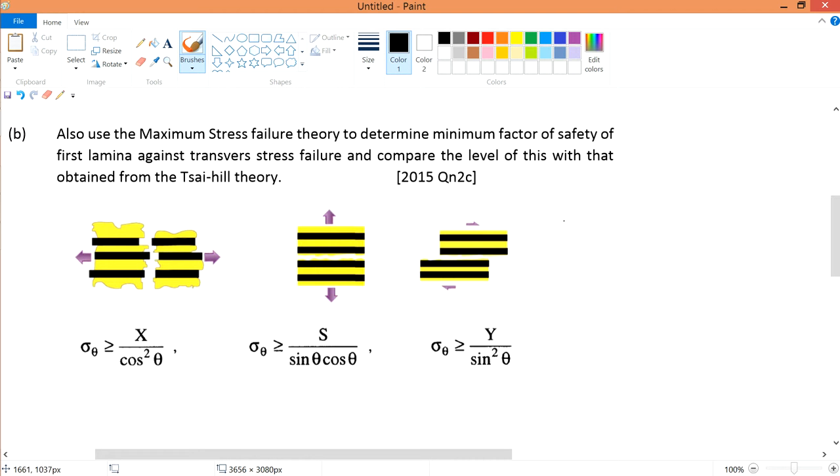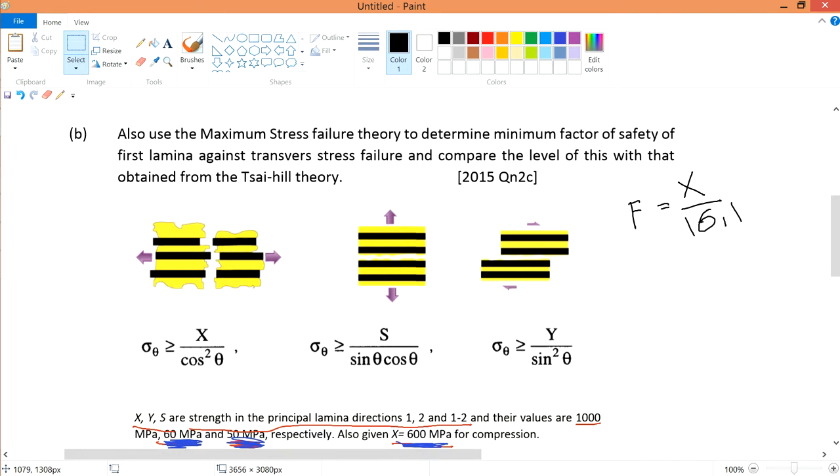The factor is equal to your X, the strength in the X direction, divided by stress 1, or the absolute value of the stress 1. So this is actually the stress 1, because it's in the 1 direction. This is the 2 direction, this is actually the stress 2. This is the shear stress. Sorry, my fault. Give me a while. I don't know where I am again.